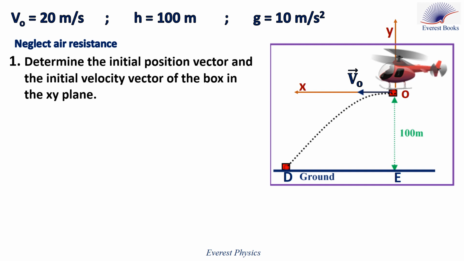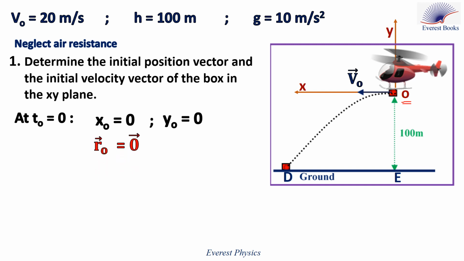Look at the figure. At time zero, the box is at the origin O of coordinates. Then x0 equals 0 and y0 equals 0. Therefore, the initial position vector is 0. Let's move to the initial velocity.